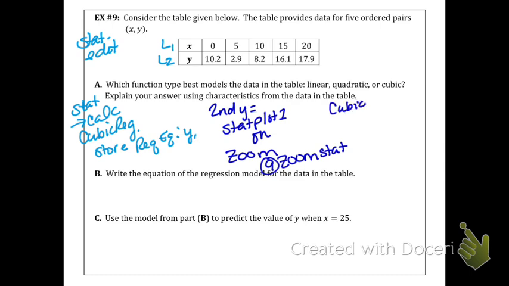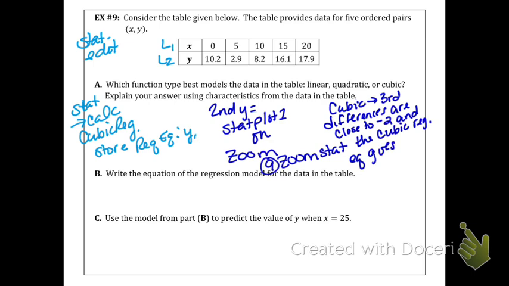So cubic, and explain your reasoning. Third differences are close to 2, or close to negative 2. And the cubic regression equation goes through all the data points.